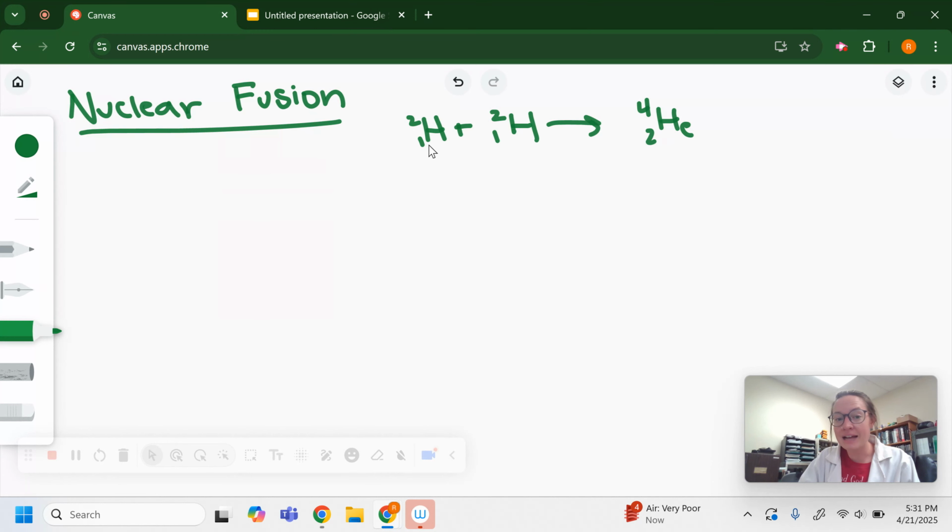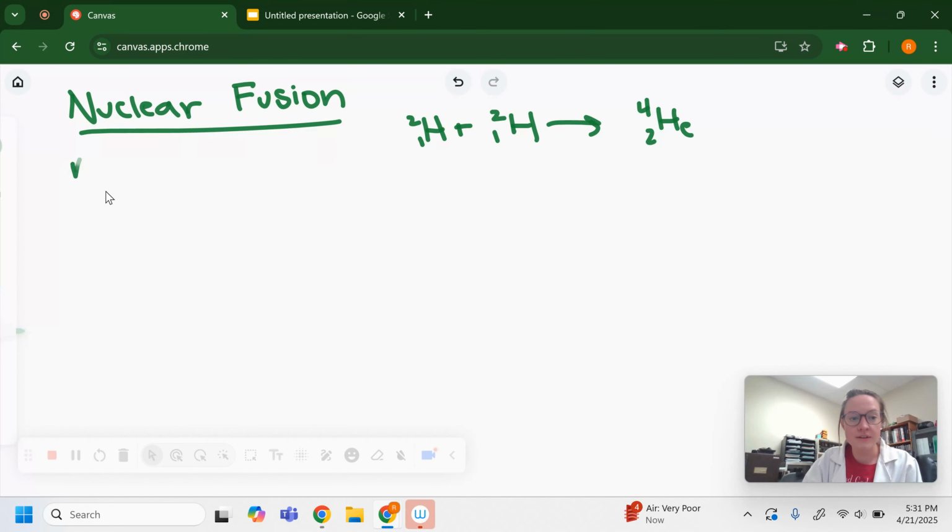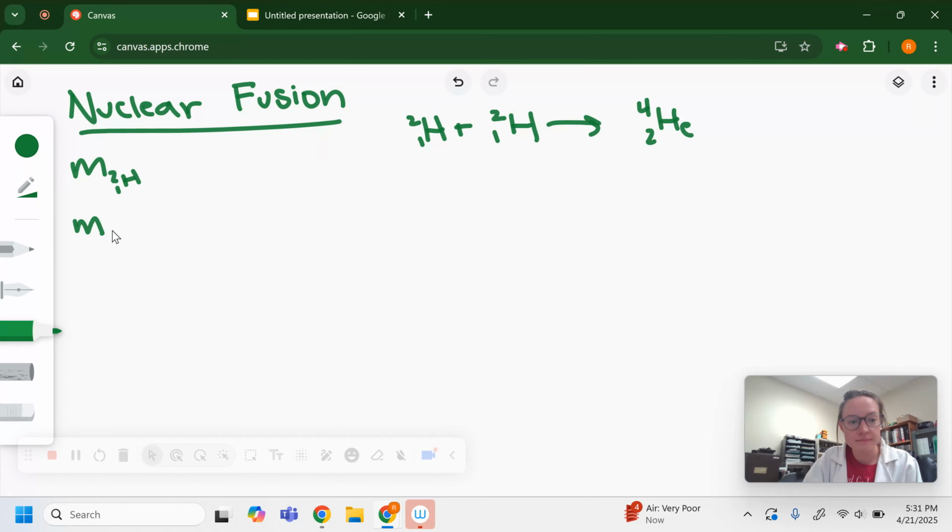Let's see exactly how much energy this kind of reaction would release. First, you need to know a few things. You would need to know the mass of a deuterium, this particular isotope of hydrogen. You would also probably want to know the mass of helium. Not just any old helium, probably helium-4 would be the most useful to you. And finally, we're looking for the amount of energy that gets released in this nuclear fusion.